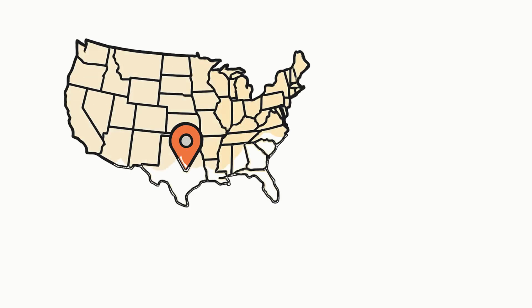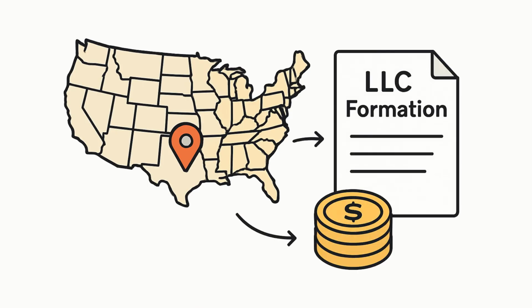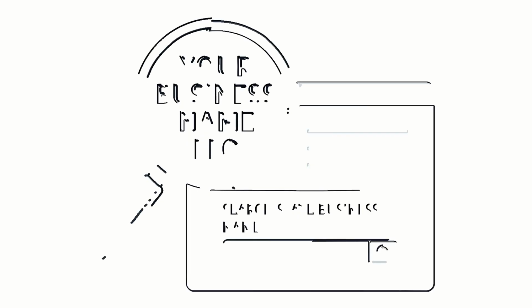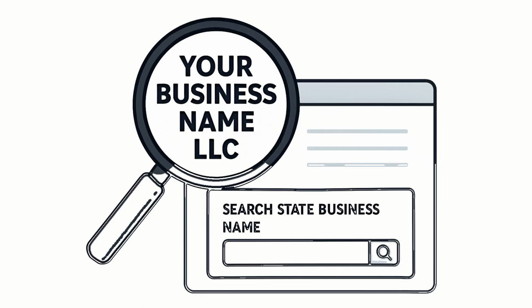Step 1. Choose where to form your LLC. Most small business owners form an LLC in the state where they actually do business. Some states have higher fees or extra rules, so it's worth checking your state's requirements or speaking with a professional.